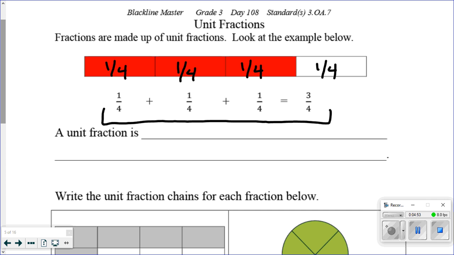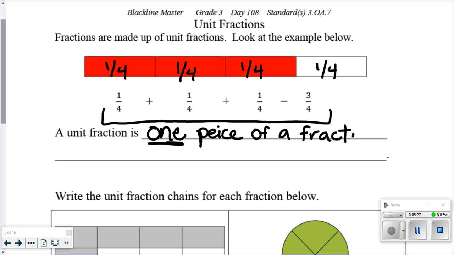A unit fraction. Adrian, you want to tell me what a unit fraction is? Go for it. A unit fraction is what you, it's a thing you count. It is the thing you count. That's a great start. Love that. Dominic, you want to add on to that? And each time you count a piece of a fraction, you are counting unit fractions. Sure. A unit fraction is 1. This is the most important part. 1 piece of a fraction. Just one piece.